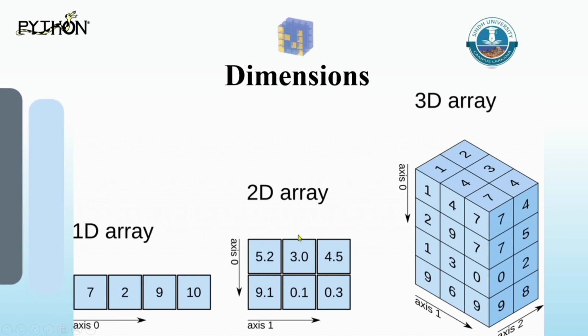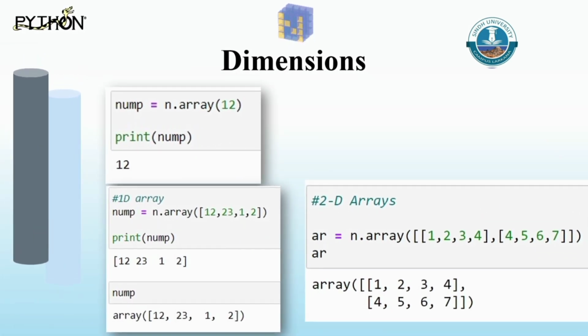And then we have a 2D array that contains 1D arrays as its elements, and then we have a 3D array that contains 2D arrays as its elements. So this is how they look. This is just an example to visualize the dimensions of array. It can be of higher dimensions. It can be of zero dimensions also. It contains only a single element.